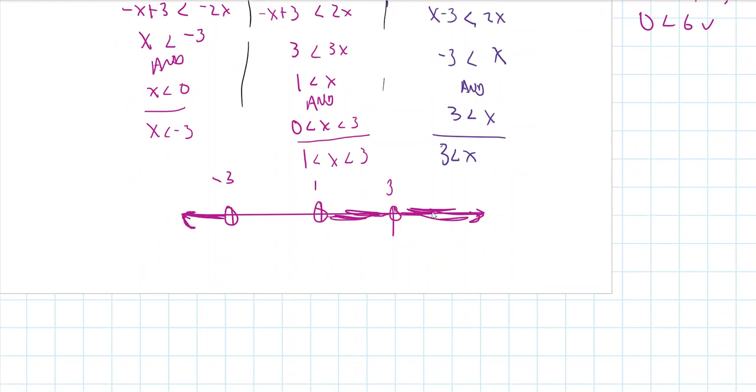So I can get rid of this open circle here and close it in. So the answer is x less than minus 3 or x greater than 1.